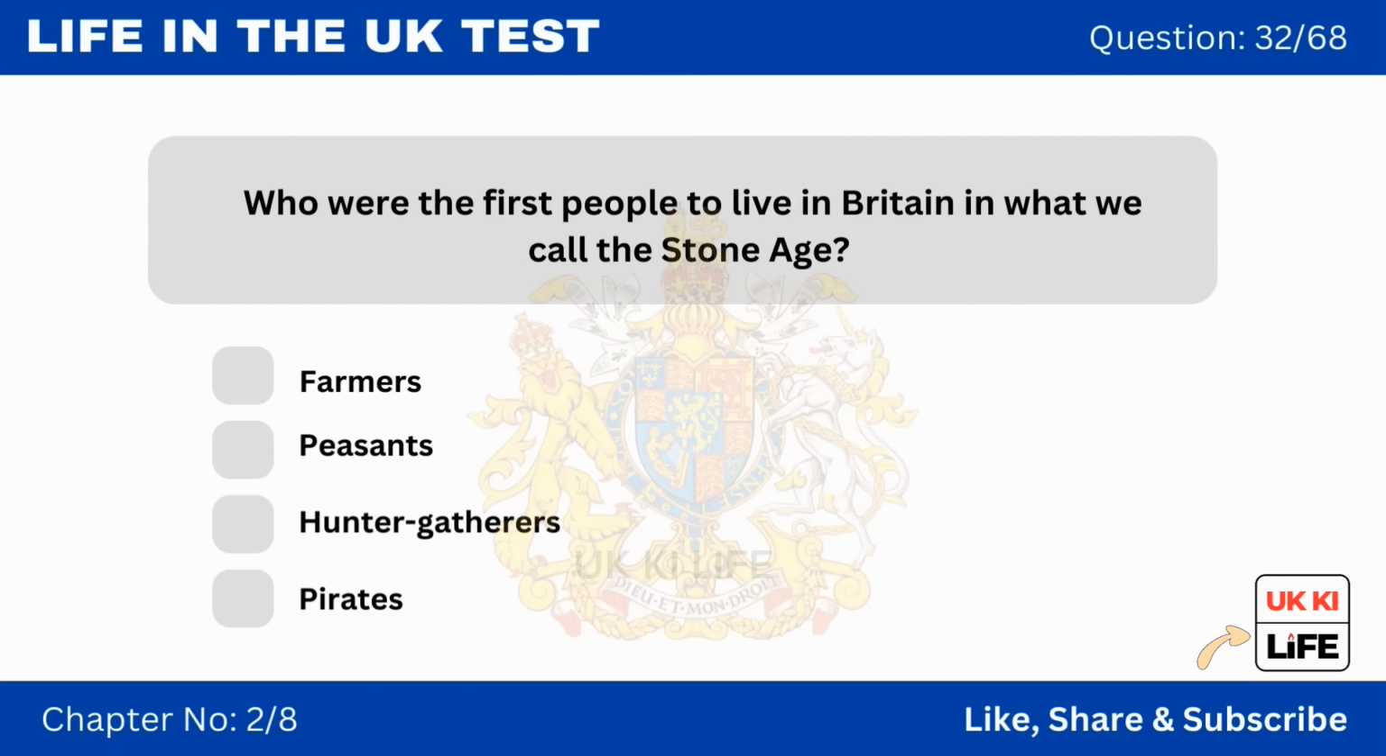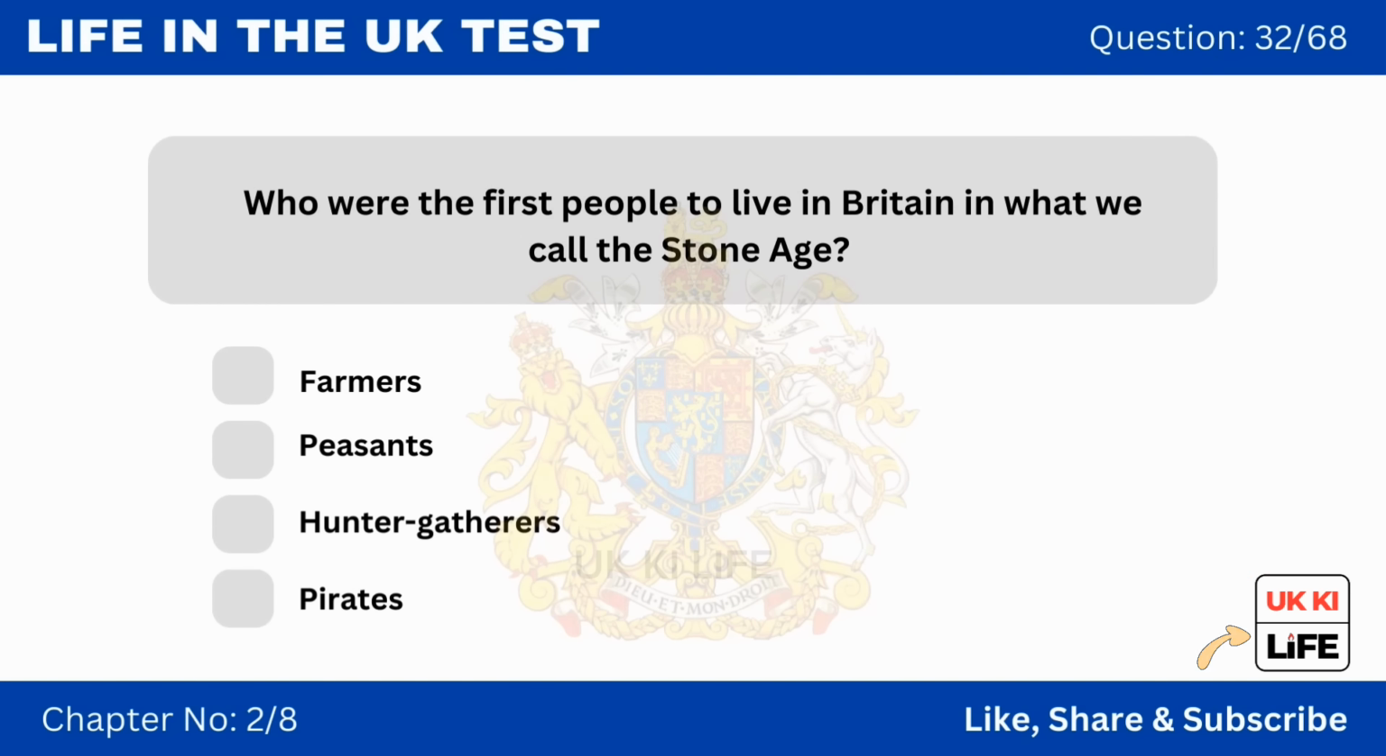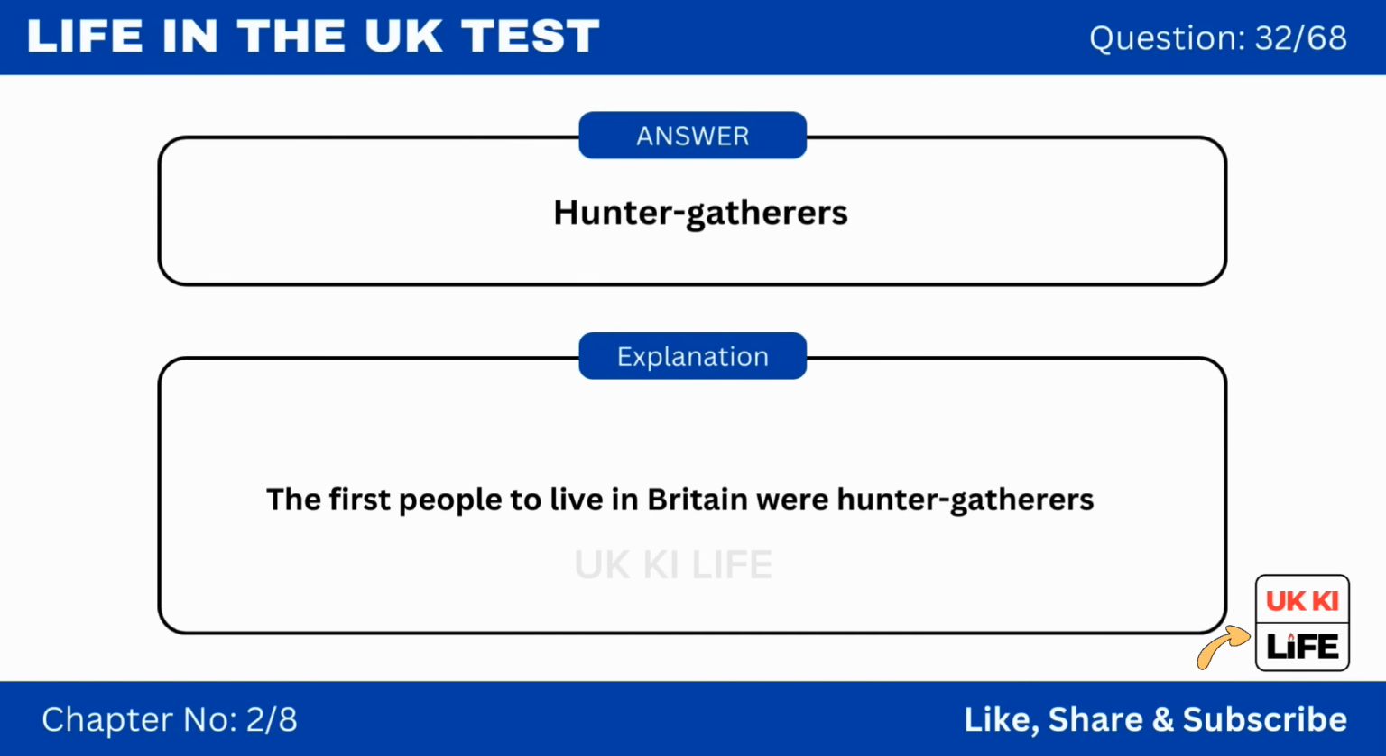Question 32. Who were the first people to live in Britain in what we call the Stone Age? Farmers, peasants, hunter-gatherers, pirates. The correct option is C. Explanation. The first people to live in Britain were hunter-gatherers.